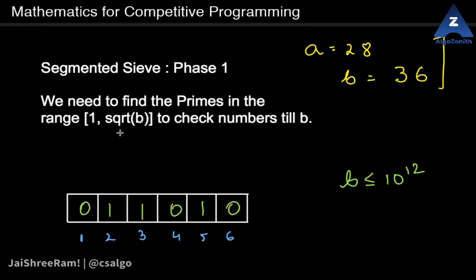Now square root of b in the original constraint would be up to 10 to the power 6, right? So now we know how to find primes in the range 1 to 10 to the power 6 using a sieve, right?